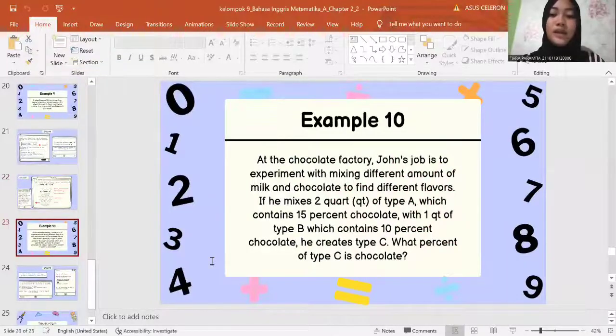Okay, the last example is example 10. At the chocolate factory, John's job is to experiment with mixing different amounts of milk and chocolate to find different flavors. If he mixes 2 quarts of type A, which contains 15% chocolate, with 1 quart of type B, which contains 10% chocolate, he creates type C. What percent of type C is chocolate?